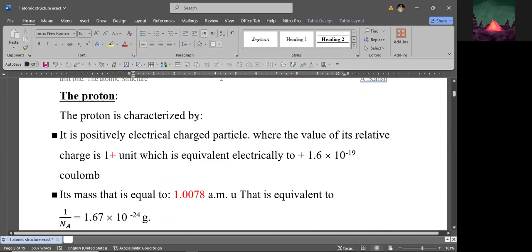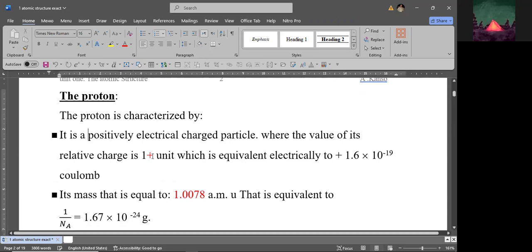A proton is characterized by... what distinguishes the proton? It is a positively electrically charged particle. Because it is an electrical particle that is positively charged, it has a value of a charge. The value of its relative charge is 1 plus. 1 plus means 1 proton. 2 plus means 2 protons. 3 plus means 3 protons. This is a relative value.